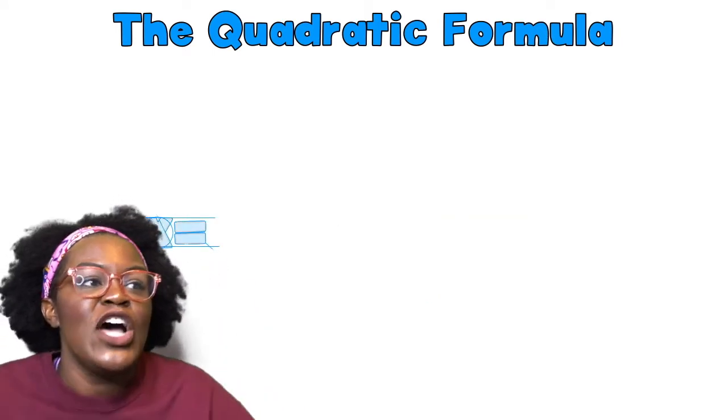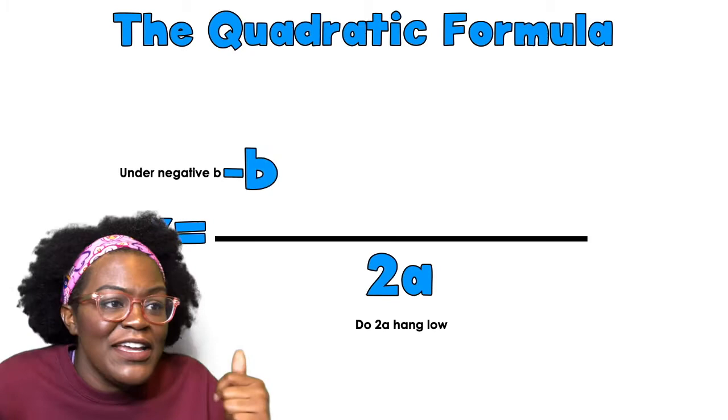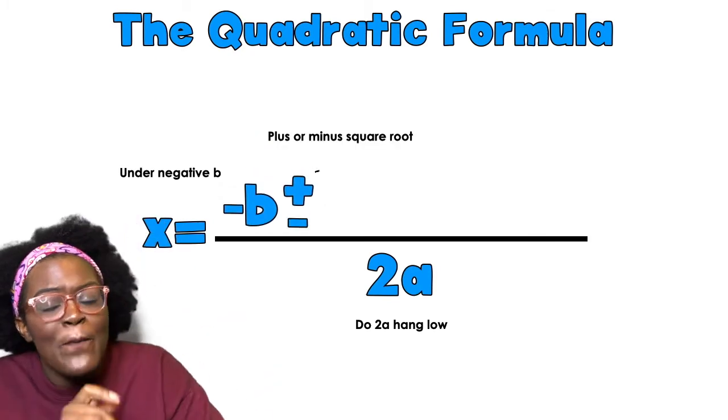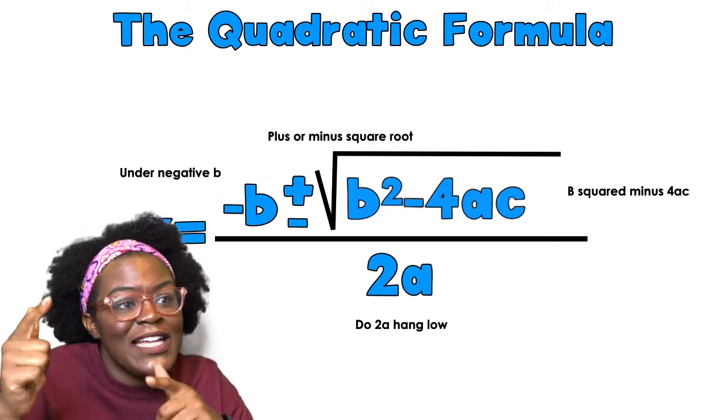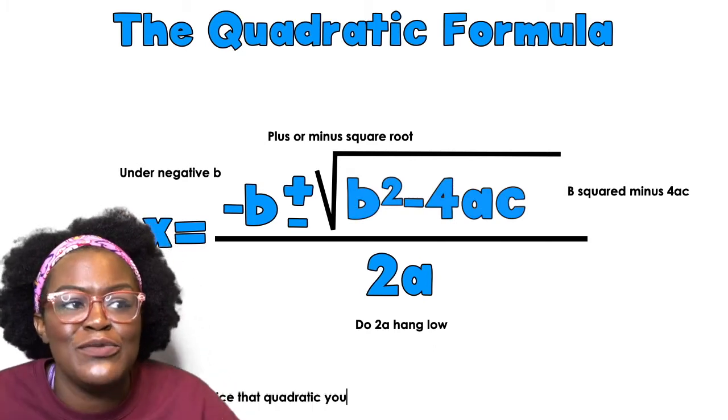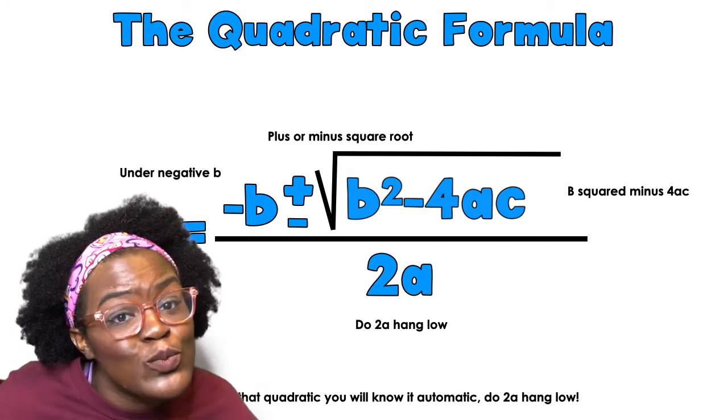Let's try again. Do 2a hang low under negative b plus or minus square root b squared minus 4ac. If you practice that quadratic, you will know it automatic. Do 2a hang low.